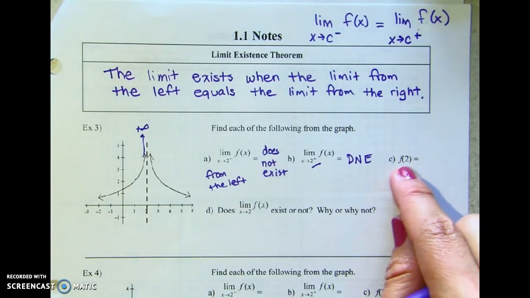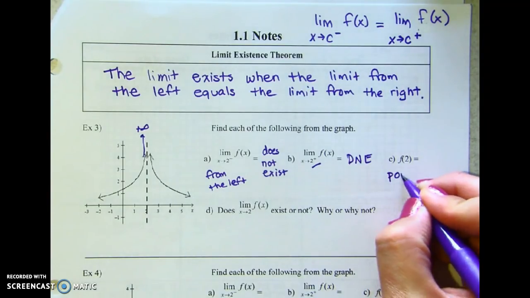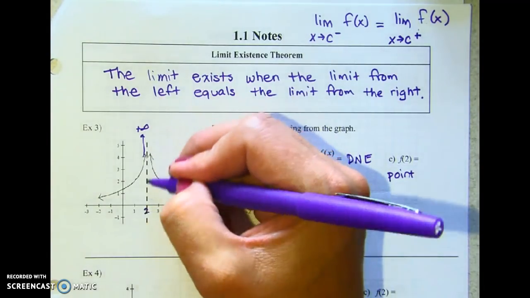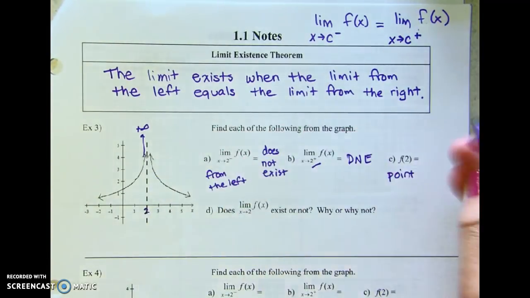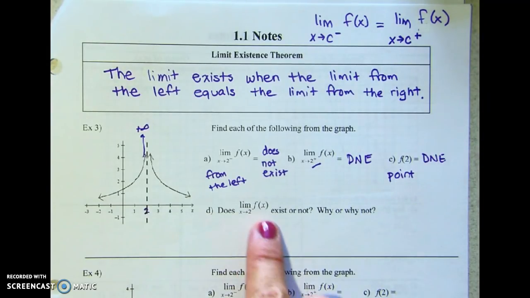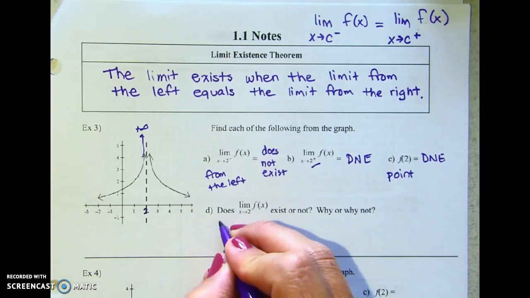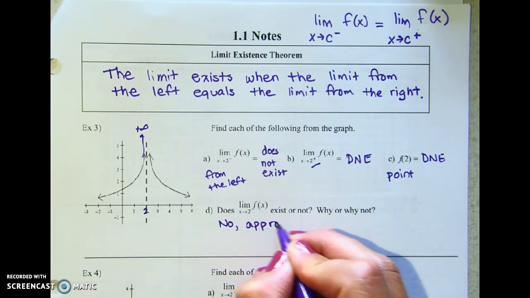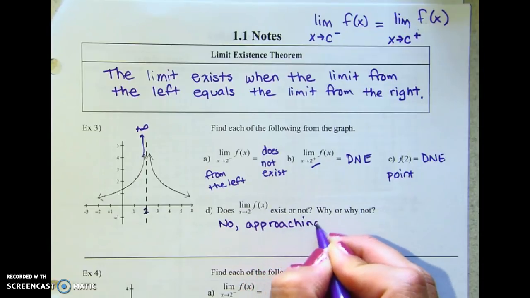What is f of 2? That is the point. What is the actual coordinate point when x equals 2? Is there a point here? No. So that also does not exist. Isn't this an exciting example? Does the limit exist or not? Why or why not? No. And a good reason is that it's approaching infinity.